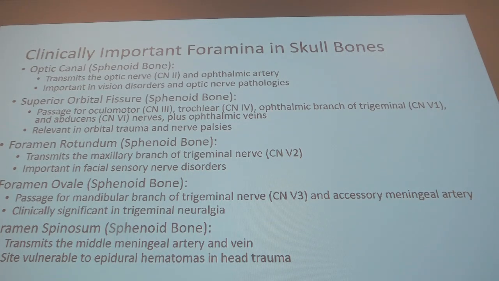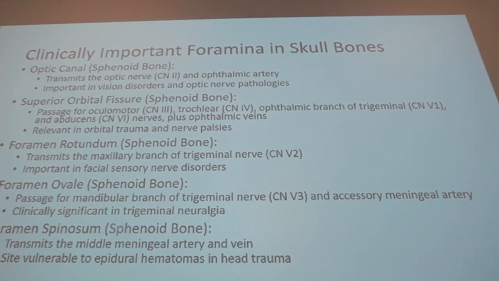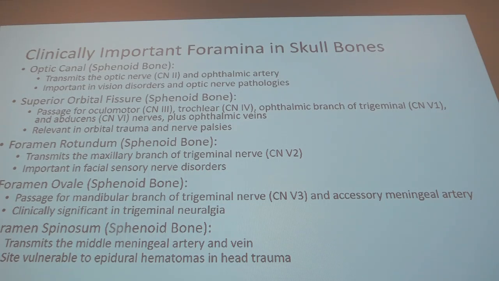And then foramen rotundum, it is part of the sphenoid. This one is one of these foramina that allows the passage of the second branch of the trigeminal nerve, which is the maxillary branch. The maxillary branch basically gives innervation to our upper teeth and also to the gums within this area.